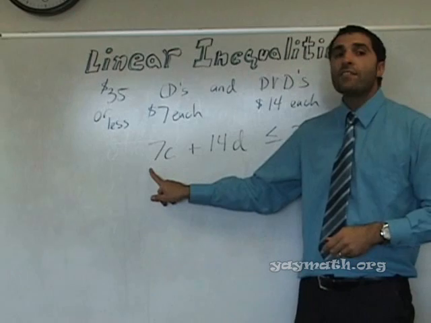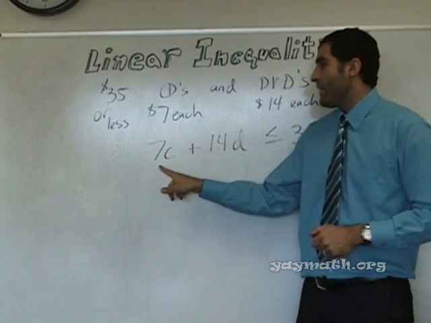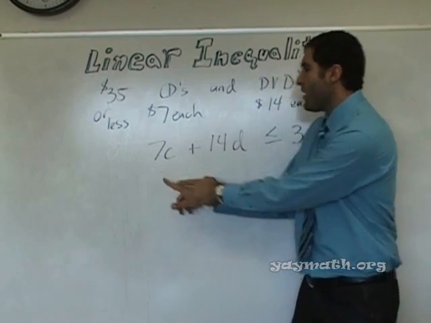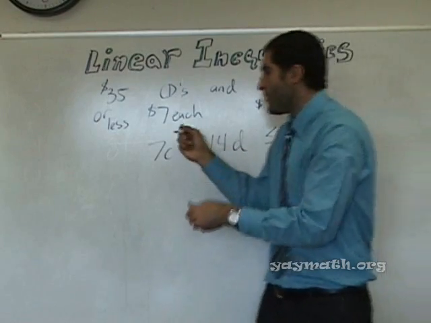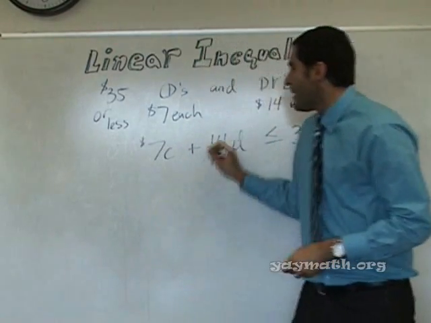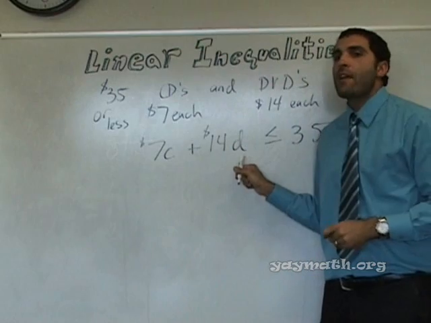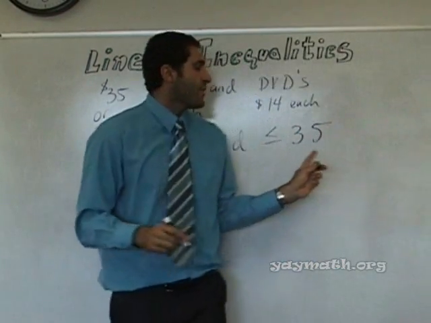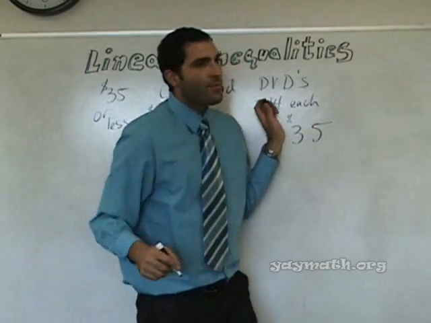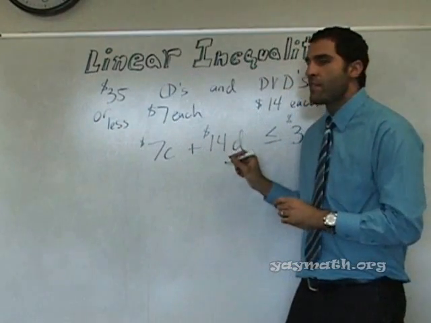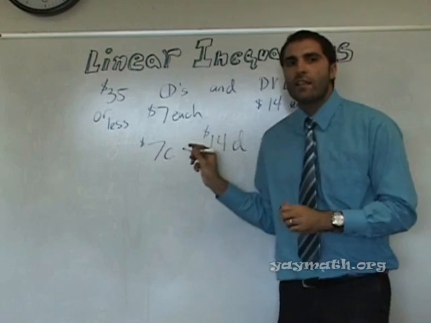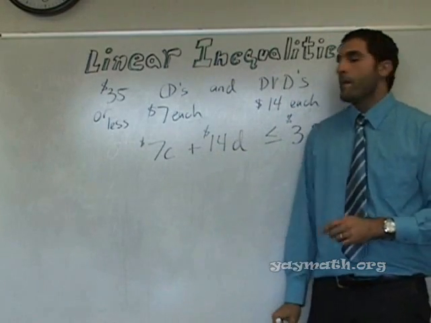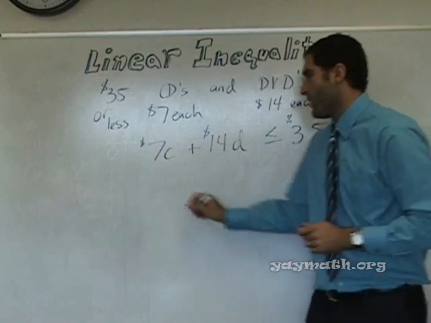In other words, $7 times however many CDs you get, plus $14 times however many DVDs you get, should be less than or equal to $35. You could even put a little dollar sign here if it helps you. This is the type of question on the SAT. It tricks students up. But are you okay with this inequality? Okay. So let's graph this. See where it leads us.